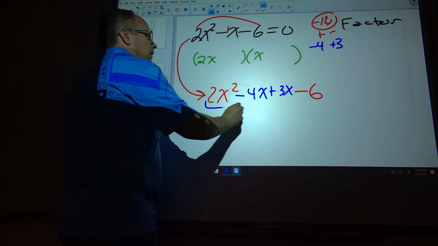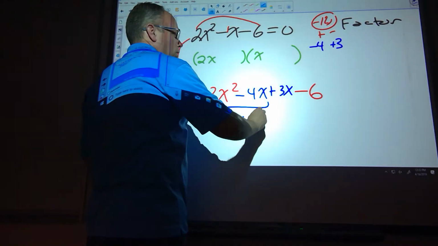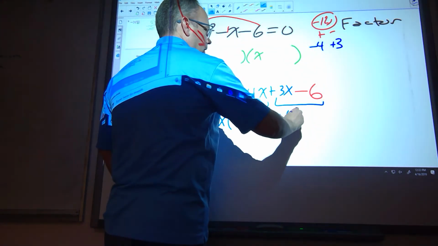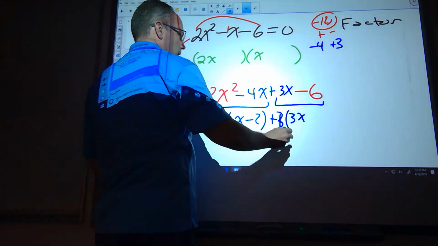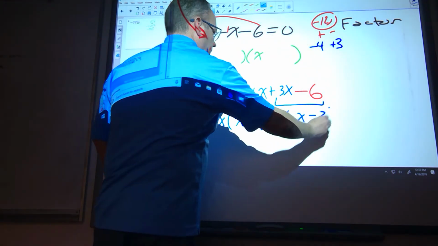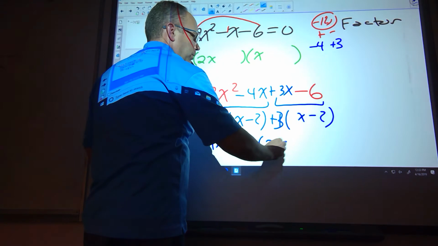Okay, so I can factor out a 2x on this one, and that gives me x minus 2. I can't factor anything out here, so it's got to be a 1. Or wait, I can factor a 3 out there. So that gives me x minus 2 and 2x plus 3.